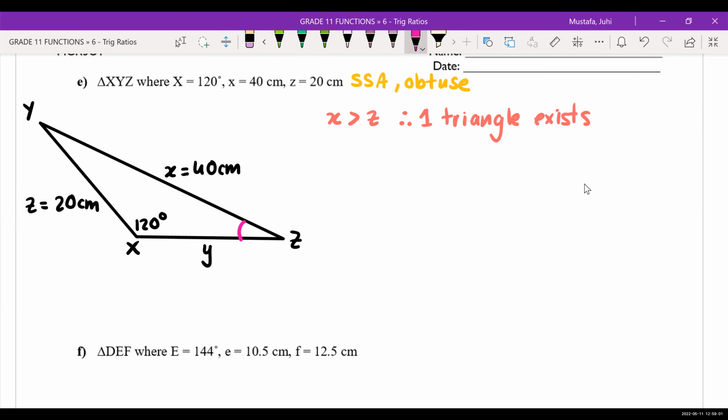Do we need to calculate H in this question? No.